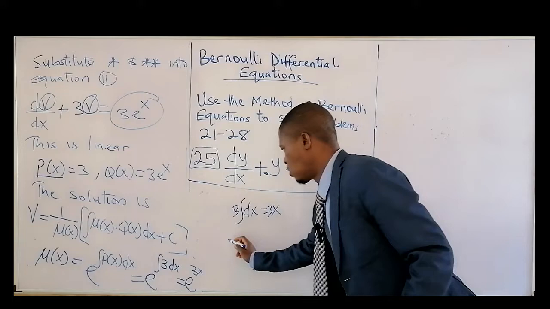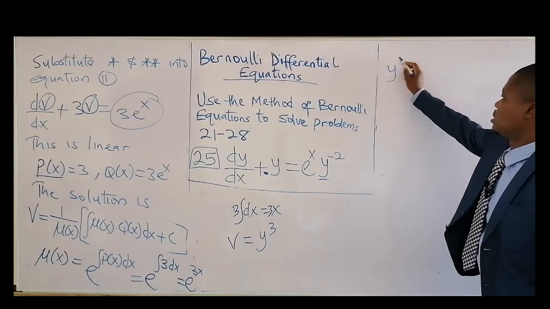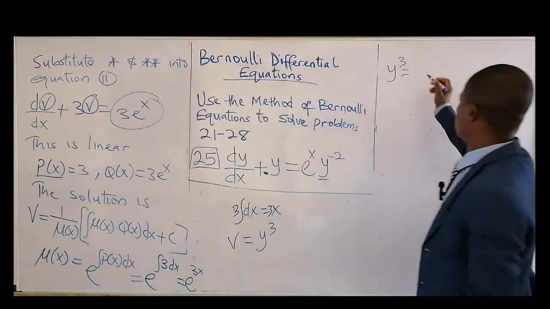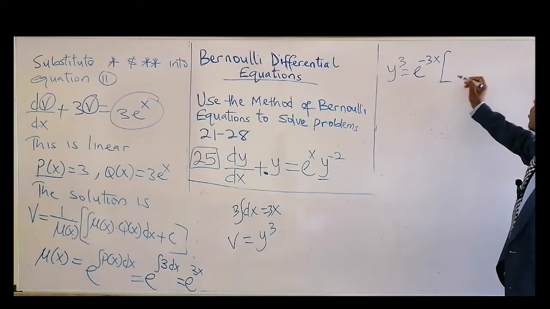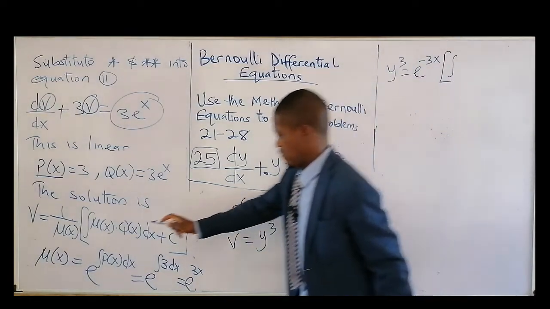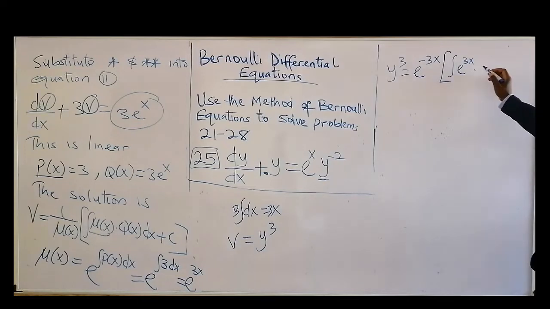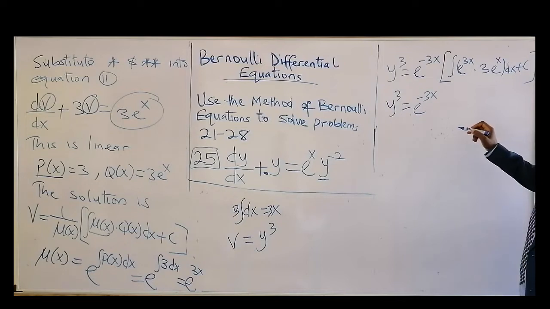So the general solution will now be, v is what? We know that v is y cubed. So that'll be y cubed equal to 1 over integral factor. This is 1 over here, and that will be equal to e to the minus 3x. I want to remove that 1 over. Okay? So, open brackets. Then let's do the integral. Integral factor, that's e to the 3x, times q of x, that's 3 times e to the power x dx plus c. That will give me y to power 3 equal to e to power minus 3x.